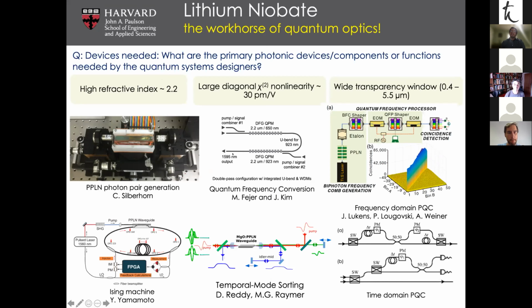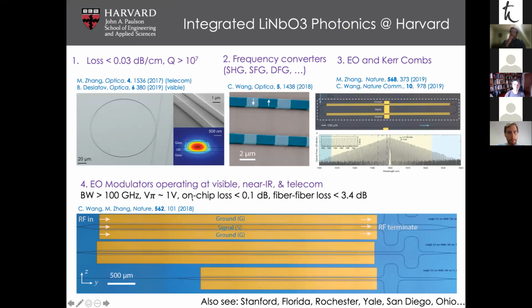Perhaps the most well-known application is photon pair generation and quantum frequency conversion, which is something we're pursuing as well. But actually, what we have been working on for the last 10 years or so is scaling this platform up in terms of the complexity of photonic functionality we can have on a chip, and scaling it down in terms of how small a waveguide we can make to increase interaction between light and matter, right?